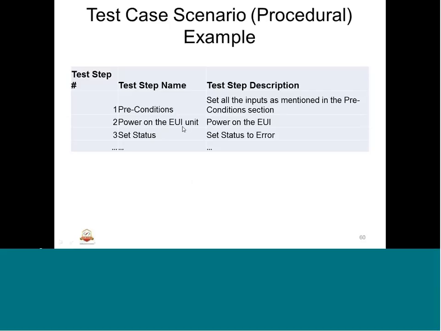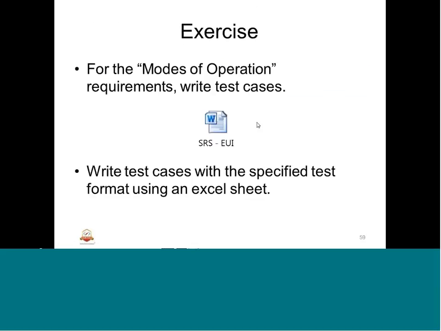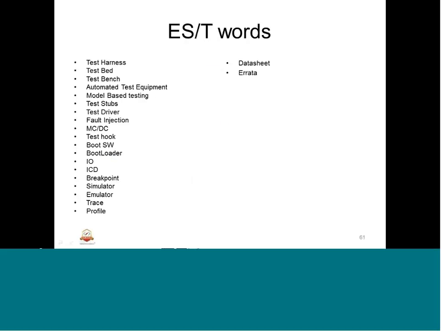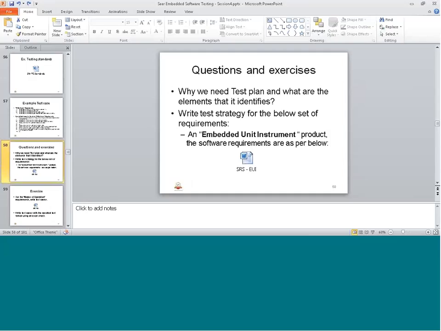So, after that, we are going to power on the unit, then we will set the status to error, because we want to test something on the north of operation where it is going to go, etc. This is just a template we can write using. I will share the PPT examples based on that. You can do questions basically based on the requirement.